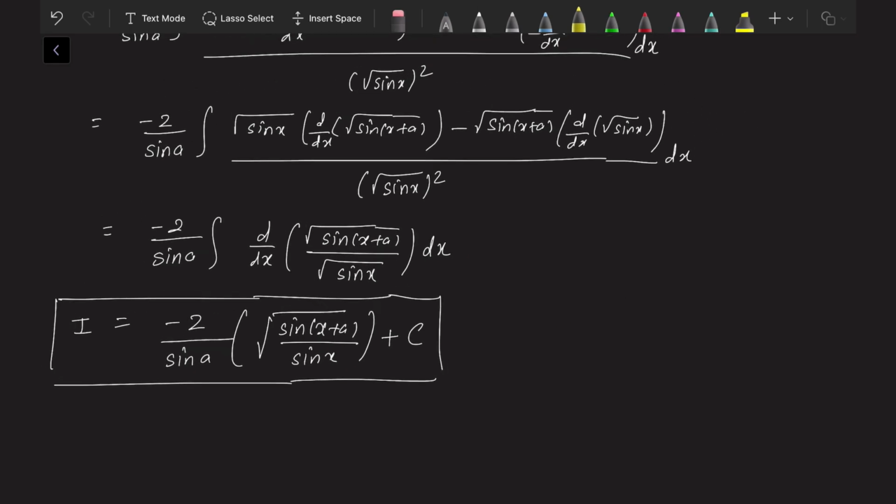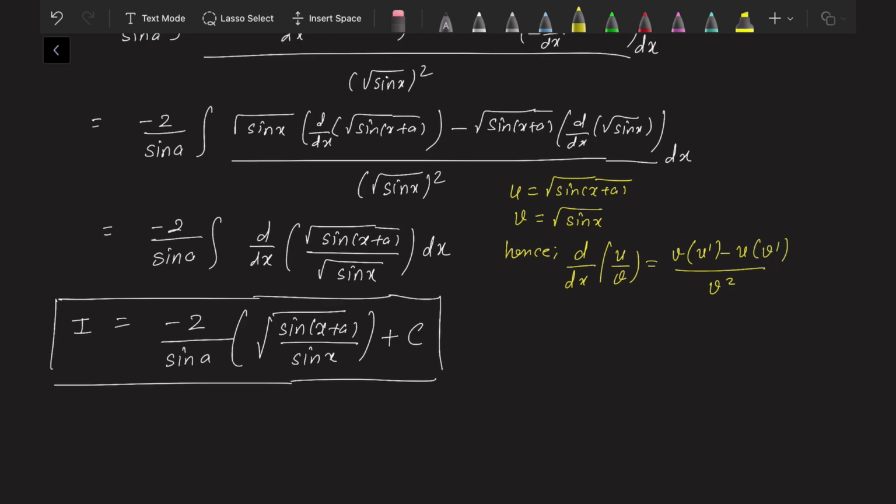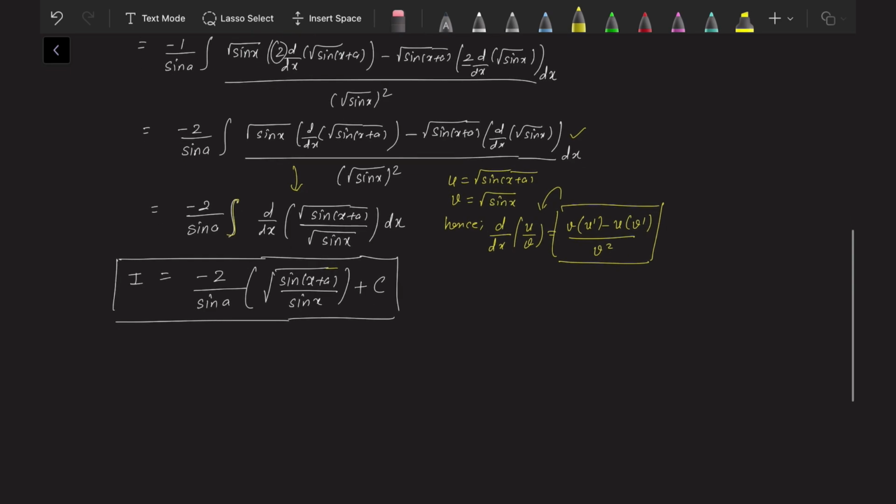Okay, here you can add a few more steps: here you have considered u equals root sine x plus a, and you have considered v equals root of sine x. Hence we already know this prerequisite knowledge that d by dx of u by v is v as it is times derivative of u minus u as it is times derivative of v, all upon v square. So as this whole RHS pattern was already ready over here, you can just write it down the LHS way. We have written that, and as we are dealing with the integration and then we have the derivative, the answer comes out to be that function. So this was my way to solve this particular problem.